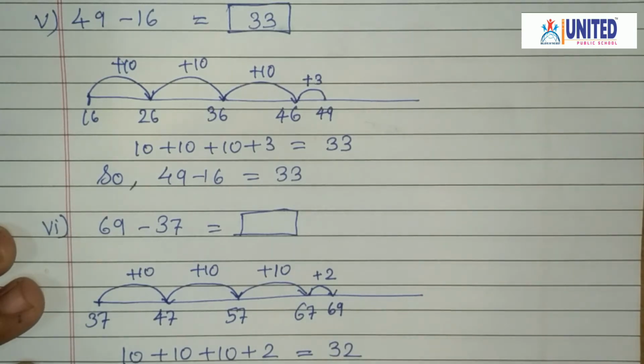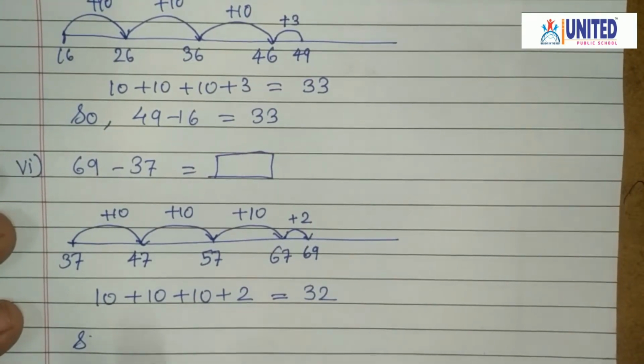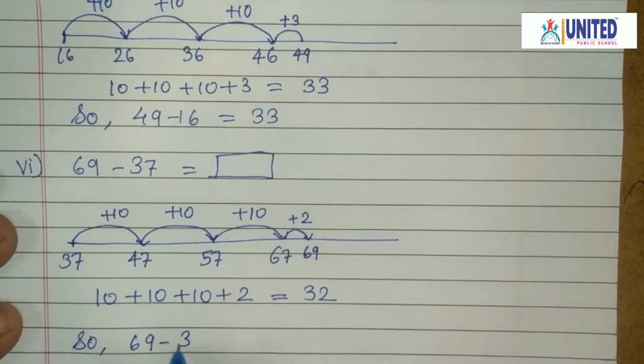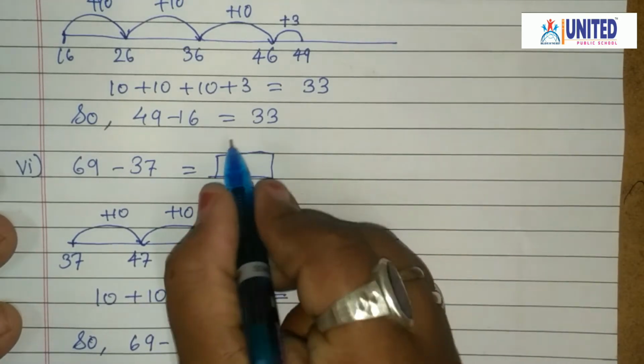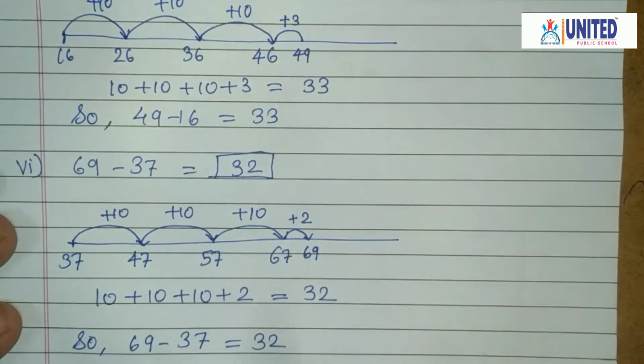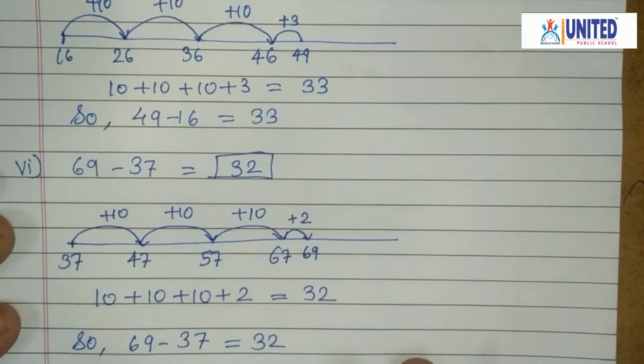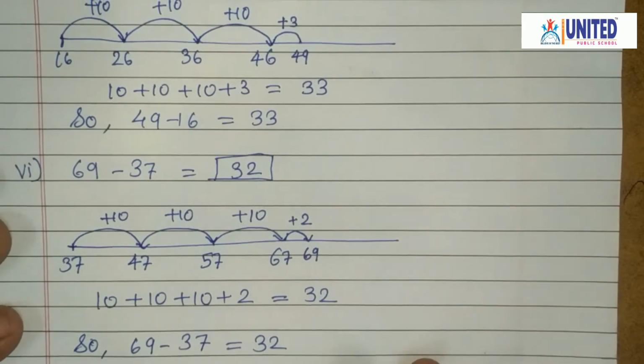So that is equal to 32. So 69 minus 37 is equal to 32, and our answer is 32. Okay, so in this way you can solve this type of examples.